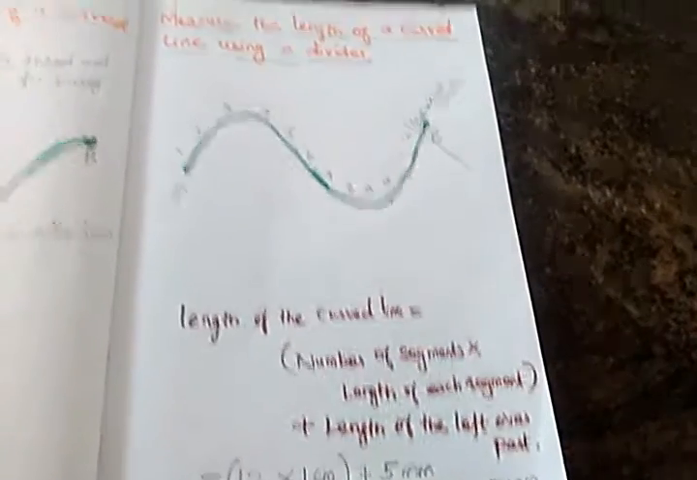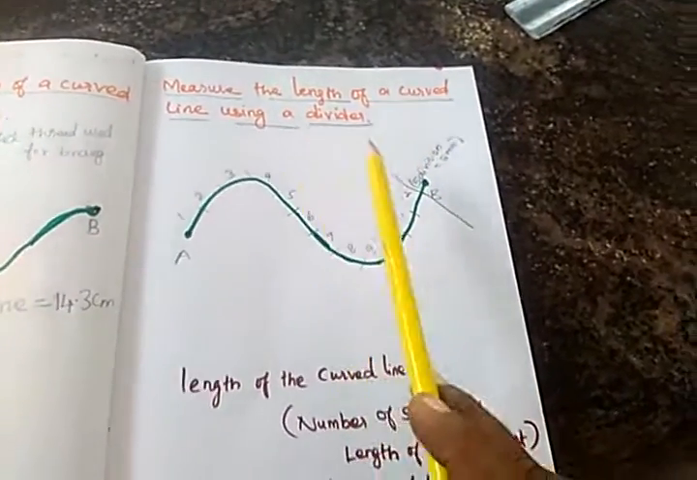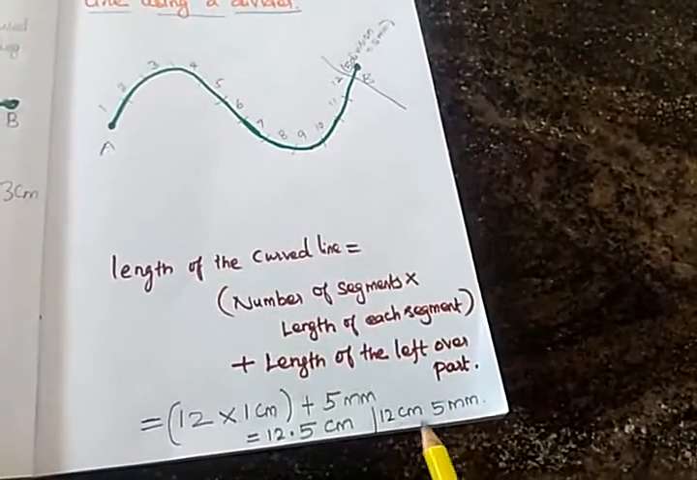So finally, the length of the curved line using a divider is 12 centimeter 5 millimeter.